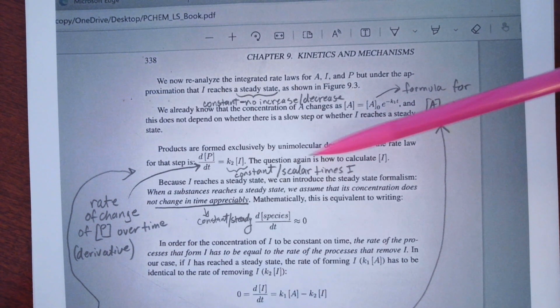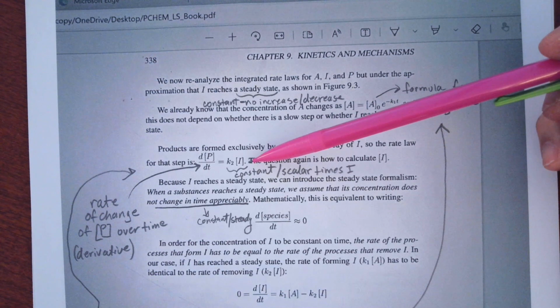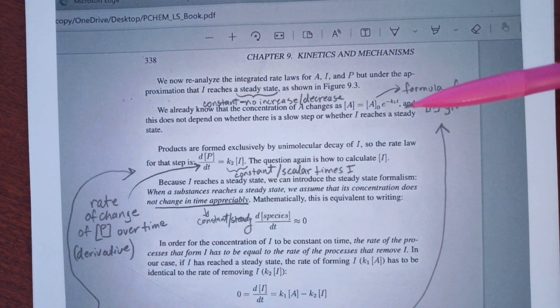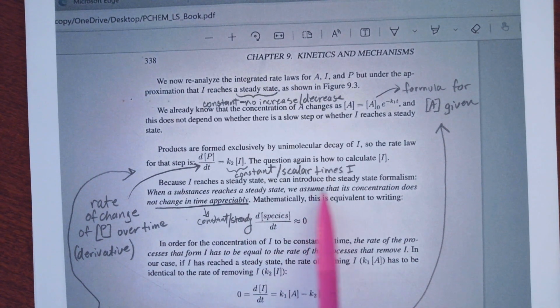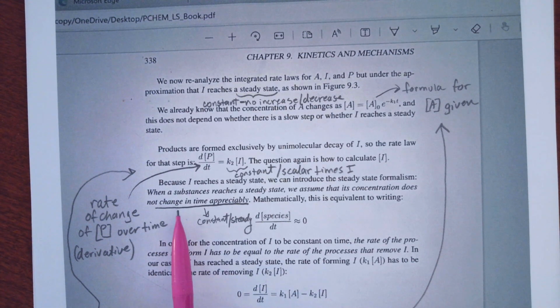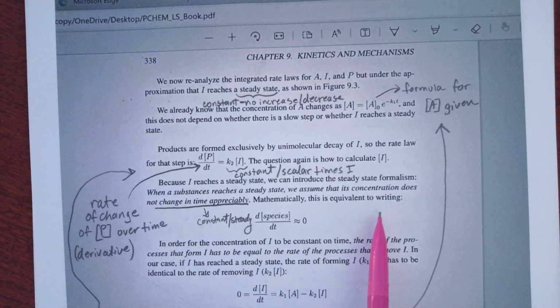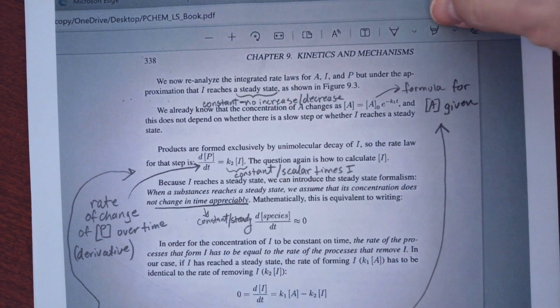So the question again is how to calculate I. I guess I is not a constant necessarily, okay? But eventually it will be. All right. So because I reaches a steady state, we can introduce the steady state formalism, right? When a substance reaches a steady state, we assume that its concentration does not change in time appreciably. So that's what that means, right? There's no change, so your derivative is equal to zero. The change over time of your species is zero. So basically you have a flatness if you were going to graph this thing, right?